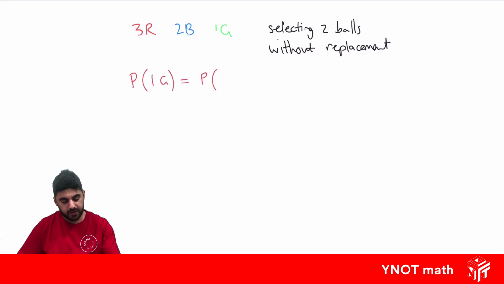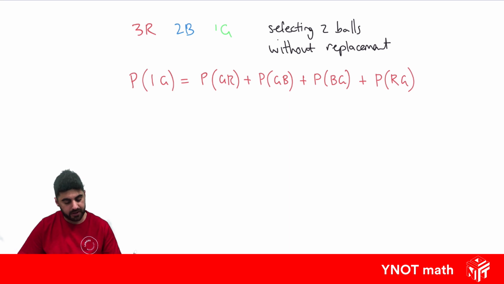So again, that's the probability of selecting a green then a red, plus the probability of a green then a blue, plus the probability of a blue then a green, plus the probability of a red then a green. We need to just think about all our scenarios there. Now, the probability of selecting a green in the first go is 1 out of 6 because there's 6 balls and we've selected 1 green. Now the probability of selecting a red on the next go, well there's still 3 red balls in the bag because we never took one out, but there's only 5 balls left now because we're assuming we've taken out 1 green one first.